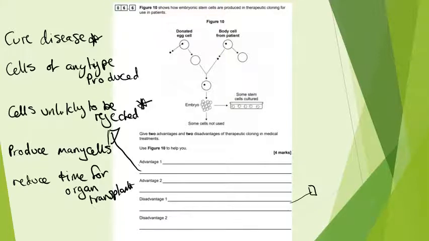And then the disadvantages then, what's wrong with it? Well, we've got our ethical and our religious arguments, haven't we, that we need to think about, but we need to be specific. It's no good just putting ethical reason, unethical or something like that. We need to be a little bit more specific. So we've got the fact that it is a potential life that is being killed or destroyed.